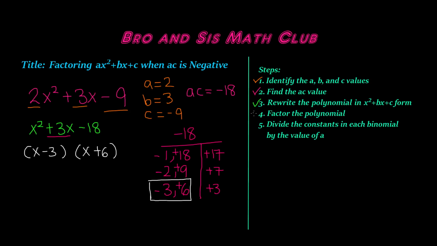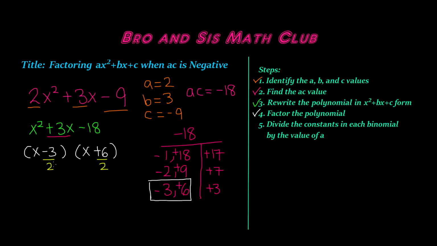Now we've done step 4, and now what we need to do is go back and divide the constants in each binomial. So we have -3 and positive 6. We're going to divide these by the value of a. So we're going to bring the value of a back. So let's go ahead and divide -3 by 2 and positive 6 by 2. Now here's the thing. If the numbers divide evenly, so if -3 and 2 were to divide evenly, we would just write out the quotient and replace it with the -3. But in this case, -3 and 2 do not go in evenly.